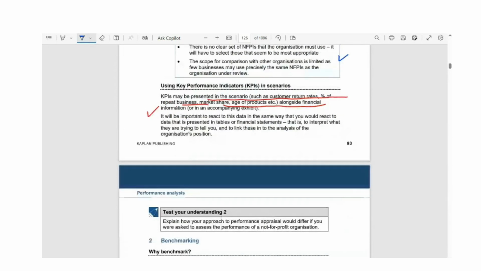Using key performance indicators in a scenario. Students, this is the main important thing you have to understand. If you understand this area, you are done with all future explanation and your presentation in the scenario and the answer sheet, and how you make a good presentation.